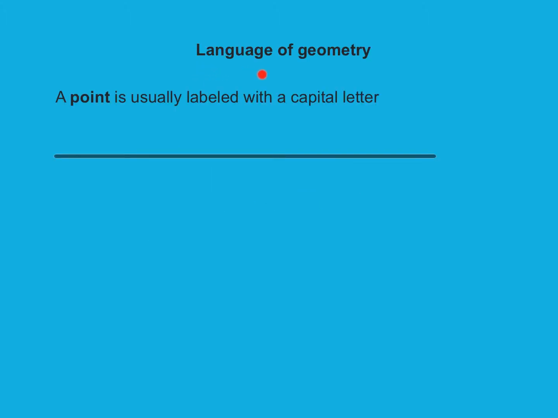In geometry, there is certain language that is related to the specific subject. The first one is a point, which is usually labelled with a capital letter. So we would have a point that looks something like this with a capital letter P next to it. That would be called point P.